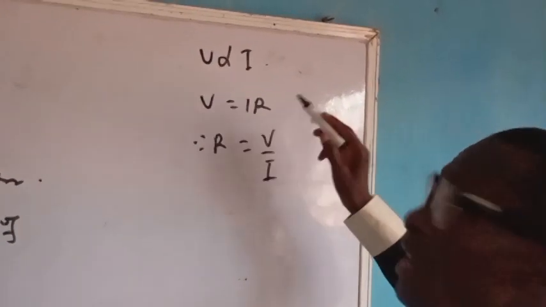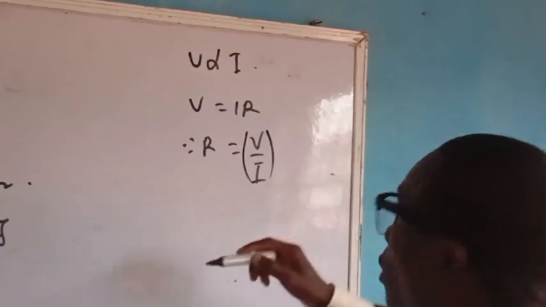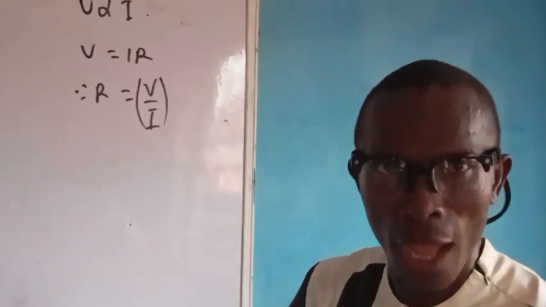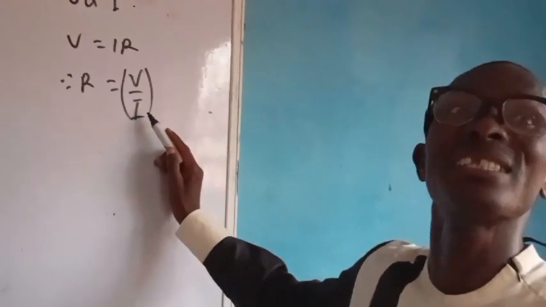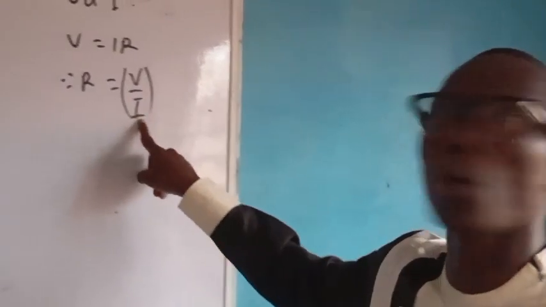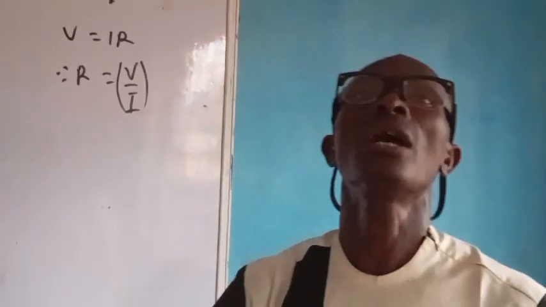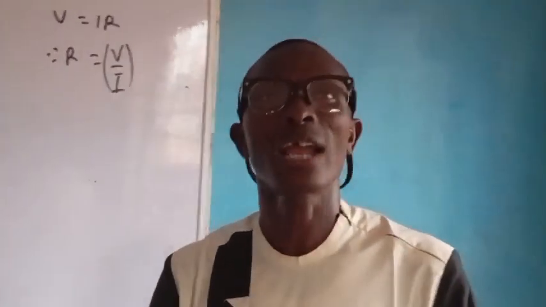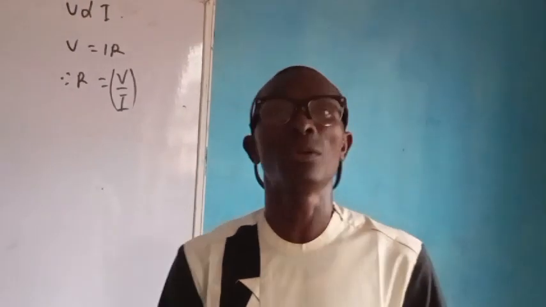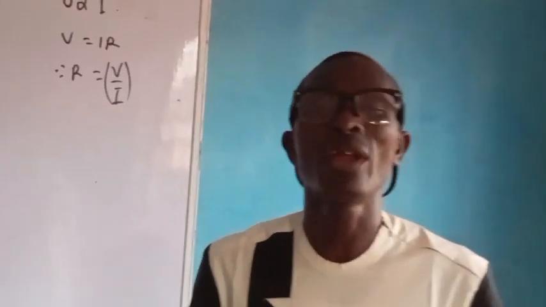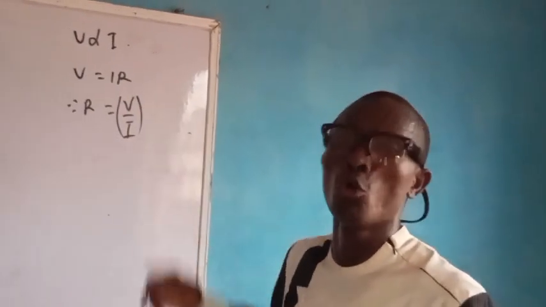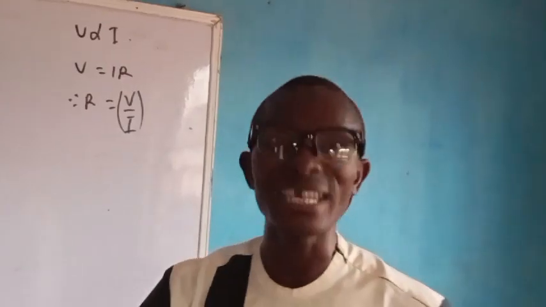So in all ohmic conductors, this ratio is constant. For silver, gold, copper, this is constant for them. Please take good note of that. They will ask you such a question: that the ratio is constant for ohmic conductors. JAMB will ask you, WAEC will ask you, GCSE they will ask you, NECO they will ask you. Any exam you go to, they will ask you. So you have to take note that this is constant for all ohmic conductors.